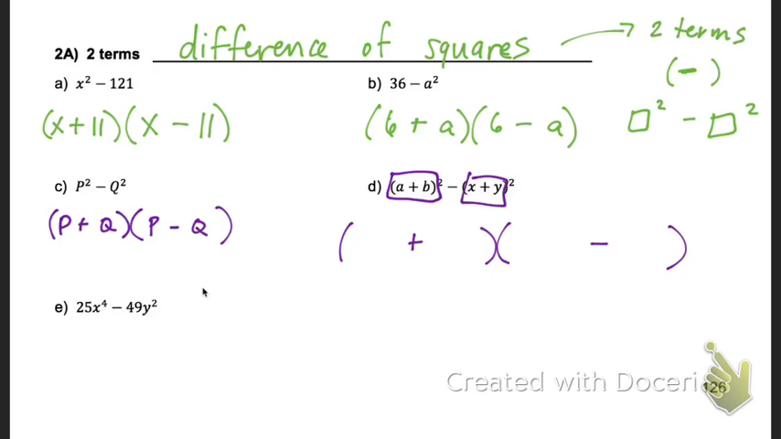If I were to square root the first box, it would just look like what? a plus b. If I were to square root the second box, it would look like what? x plus y. And then I would write it again. Don't change the signs in the parentheses. Keep everything the way it is in parentheses.